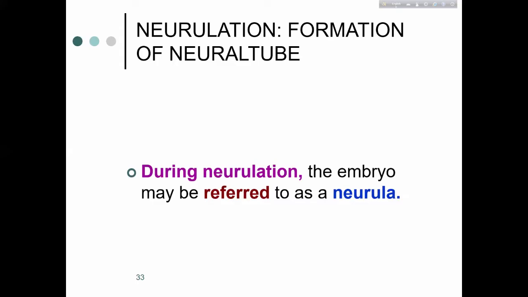Now, during neurulation, the embryo may be referred to as a neurula. I told you that during gastrulation, when the 3 germ layers are forming, the embryo is known as a gastrula. And when neurulation is occurring, the embryo can be referred to as a neurula.